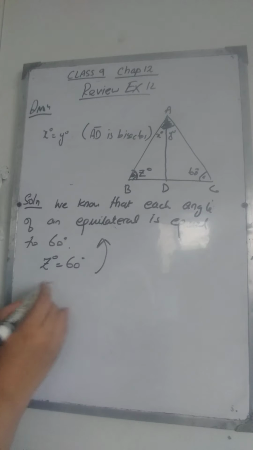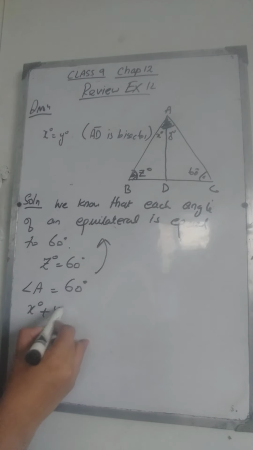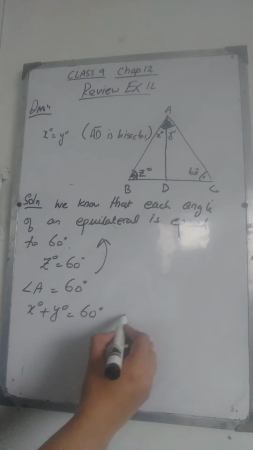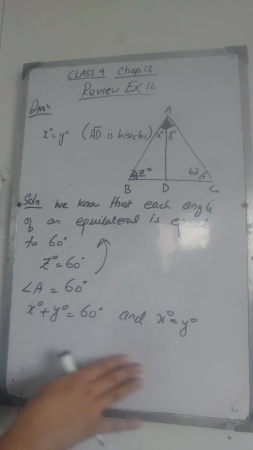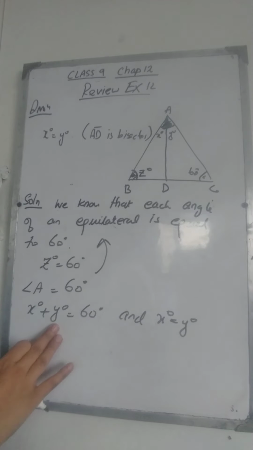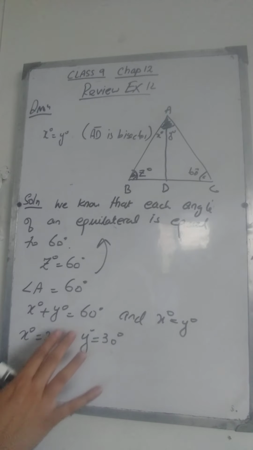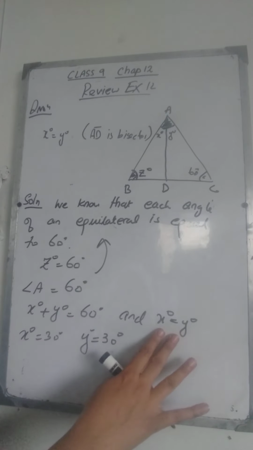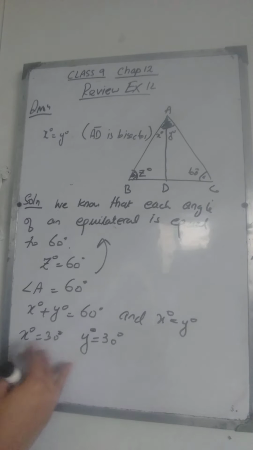From this also we know that angle A is equal to 60 degrees, but angle A is equal to x degree plus y degree, which is equal to 60, and x and y are the same. So two numbers whose sum is 60 and which are equal to one another are 30 and 30. Obviously x degree will be equal to 30 as well as y will also be equal to 30, because they both should sum up to 60, and also they must be equal to one another. So the only numbers that we have are 30 and 30. So this solves this question.